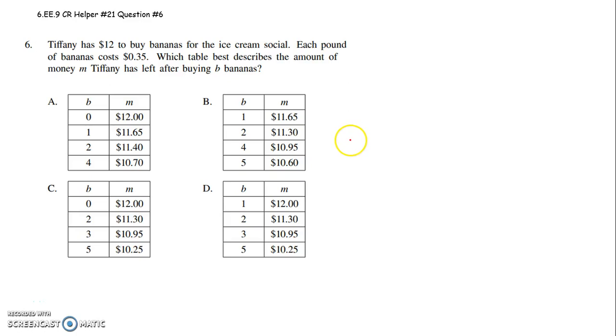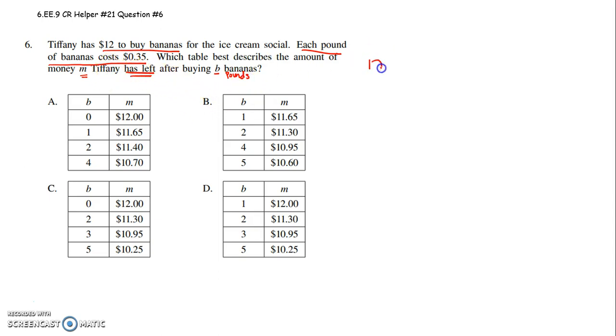Eighth graders, this is to help you with question 6 on CR21. It says Tiffany has $12 to buy bananas for the ice cream social. Each pound of bananas costs 35 cents. Which table best describes the amount of money M Tiffany has left after buying B pounds of bananas?